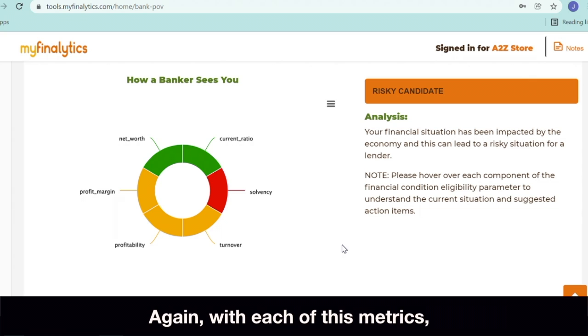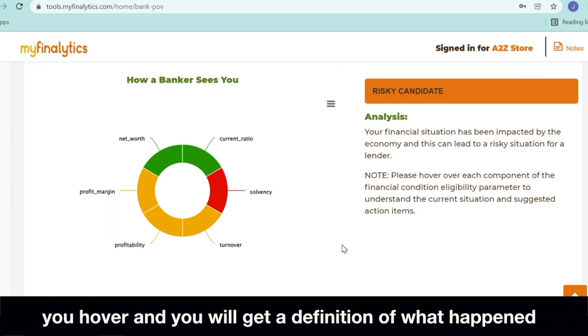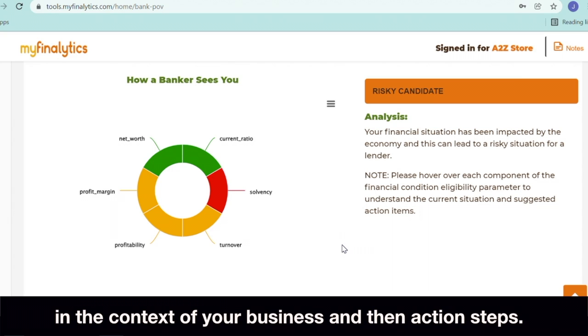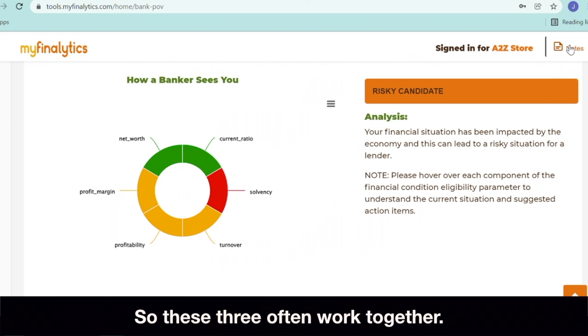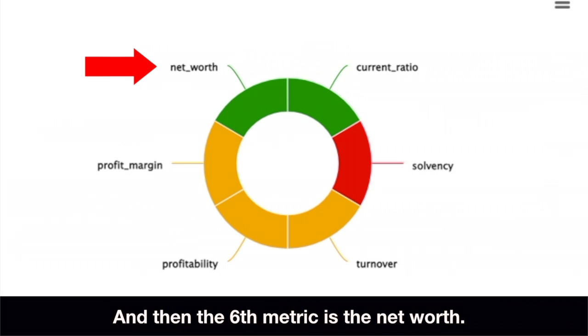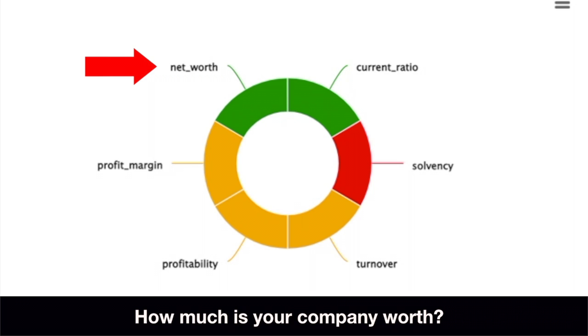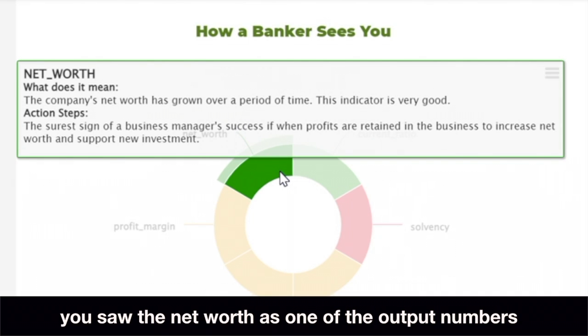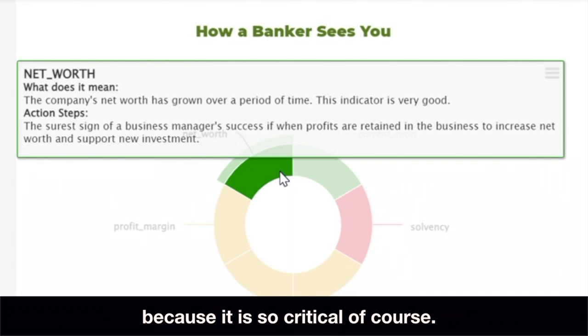Again, each of these metrics, you hover and you will get a definition of what happened in the context of your business, and then action steps. So these 3 often work together. And then the 6th metric is the net worth. How much is your company worth? Again, at the top of the tool, you saw the net worth as one of the output numbers because it is so critical, of course.